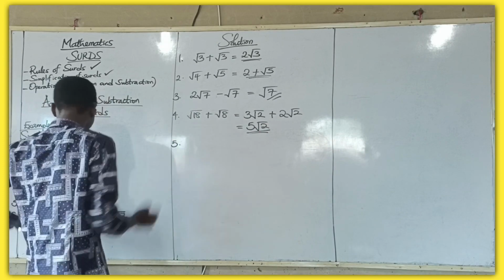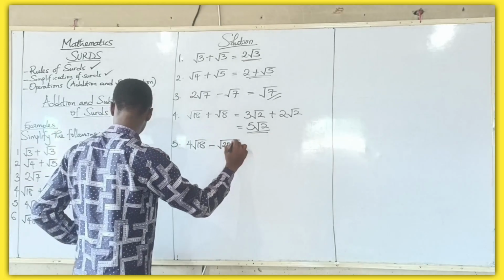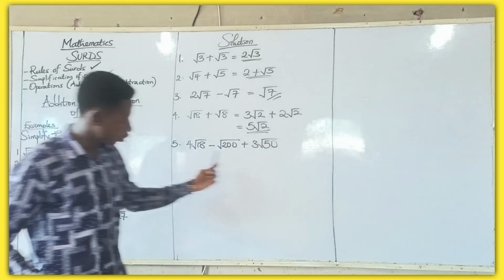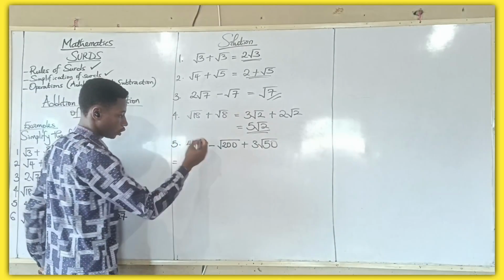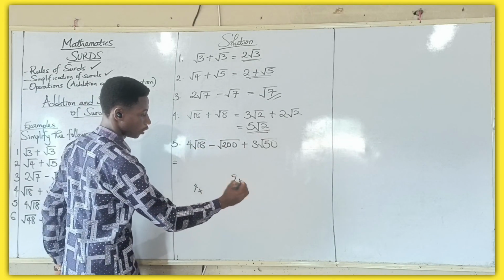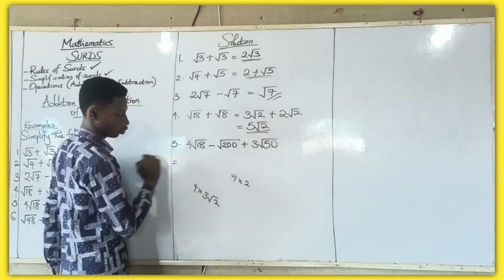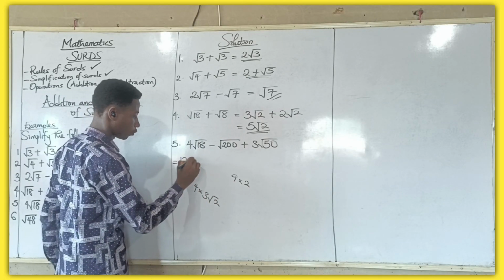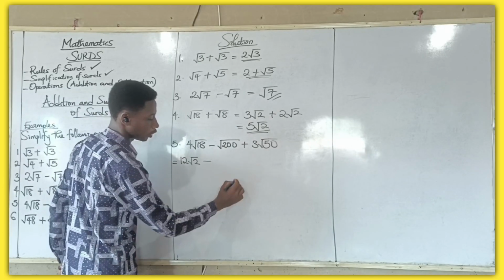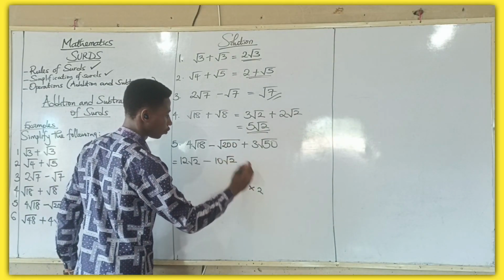Number 5, we have 4√18 minus √200 plus 3√50. Now we can simplify these ones individually. Also, this 4√18 is 4 times √18. 18 is 9 times 2. Square root of 9 is 3. So we have 3√2. 4 times 3, so the whole of this is 12√2. That is minus. Now to √200. 200 is 100 times 2. And square root of 100 is 10. So that will be 10√2.